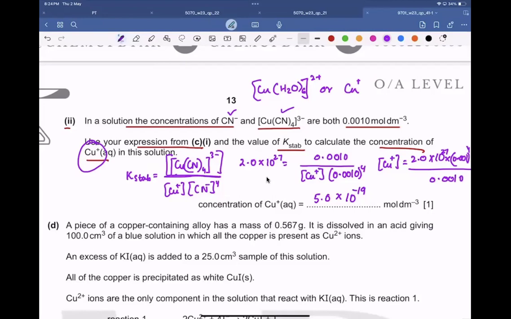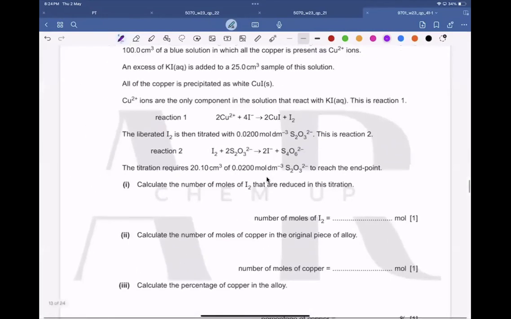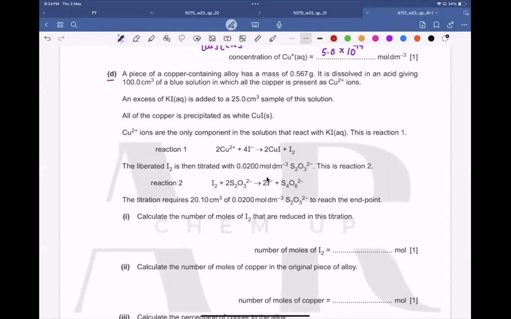Now, B part. A piece of copper containing alloy has a mass of 0.567 gram and it is dissolved in acid giving 100 centimeter cube of a blue solution in which all the copper present is Cu2+ ion. Okay. So 0.567 gram is a copper alloy in which copper is 2 positive and it is dissolved in 100 centimeter cube solution which gets blue in color.